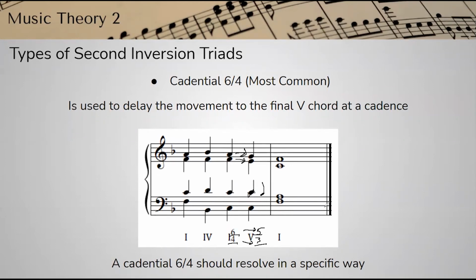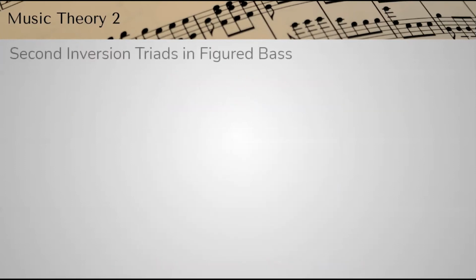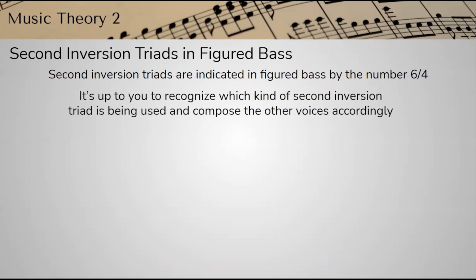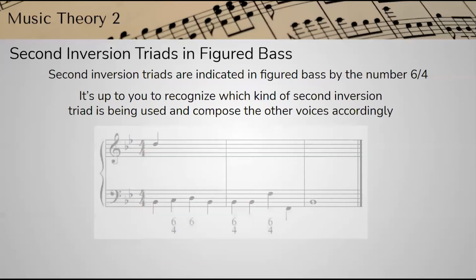Okay. So, great. That's the different kinds of 6/4 chords, the different kinds of second inversion triads. Now we need to be able to identify what these are in figured bass. So let's talk about how we indicate them in figured bass. And it's very straightforward. Any second inversion triad is indicated by a bass note and then the number 6 and 4. And it's up to you to recognize which kind of second inversion triad is being used and compose the other voices accordingly, just like when we were doing first inversion triads.